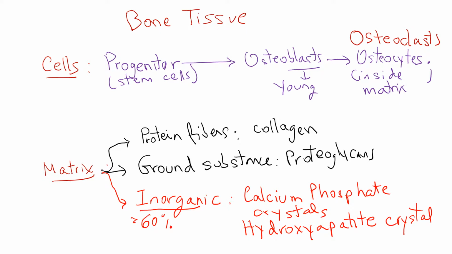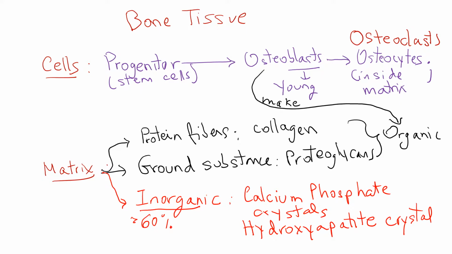Protein, fibers, and ground substance is an organic component made and secreted by osteoblasts. The organic component of the bone matrix is also called the osteoid.